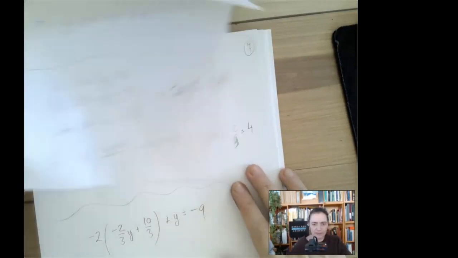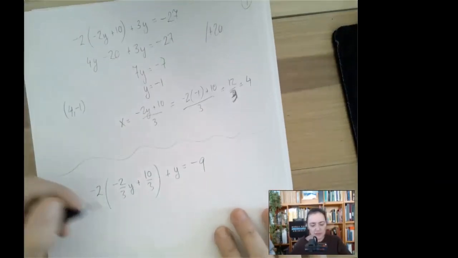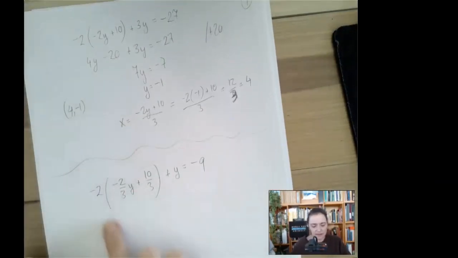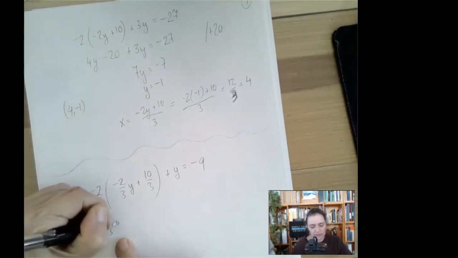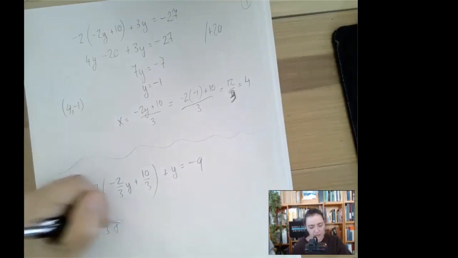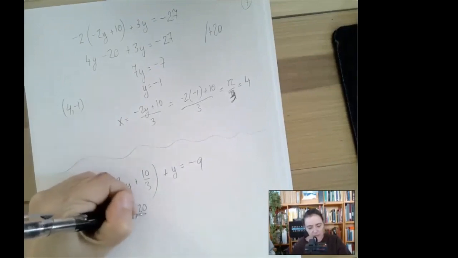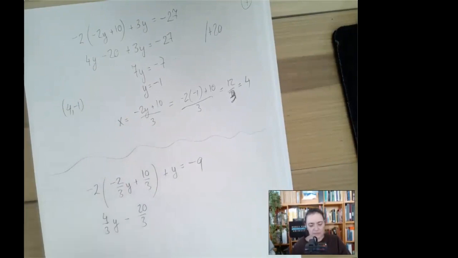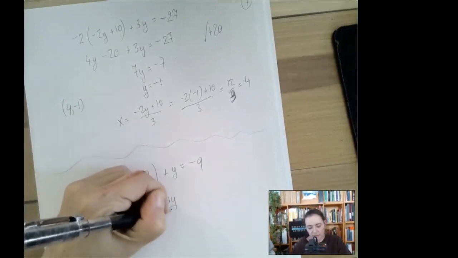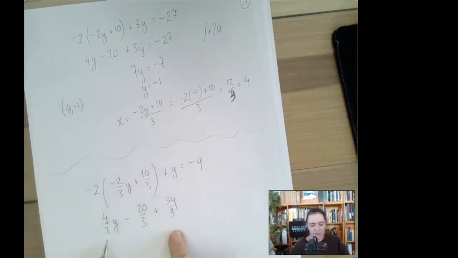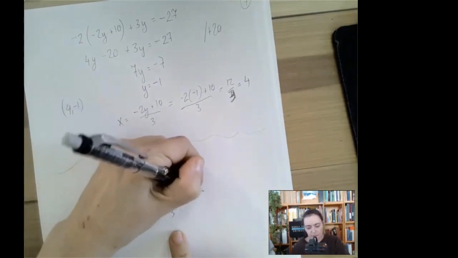At any point, you can multiply by 3. But now I'm just going to say, hey, I don't mind, they are fractions. -2 times -2 over 3 is plus 4 over 3. That's how many y we have. Minus 20 over 3 is -2 times 10 over 3, plus y. But I'm already thinking about 3y over 3, right? You're going to combine these two, equals -9.